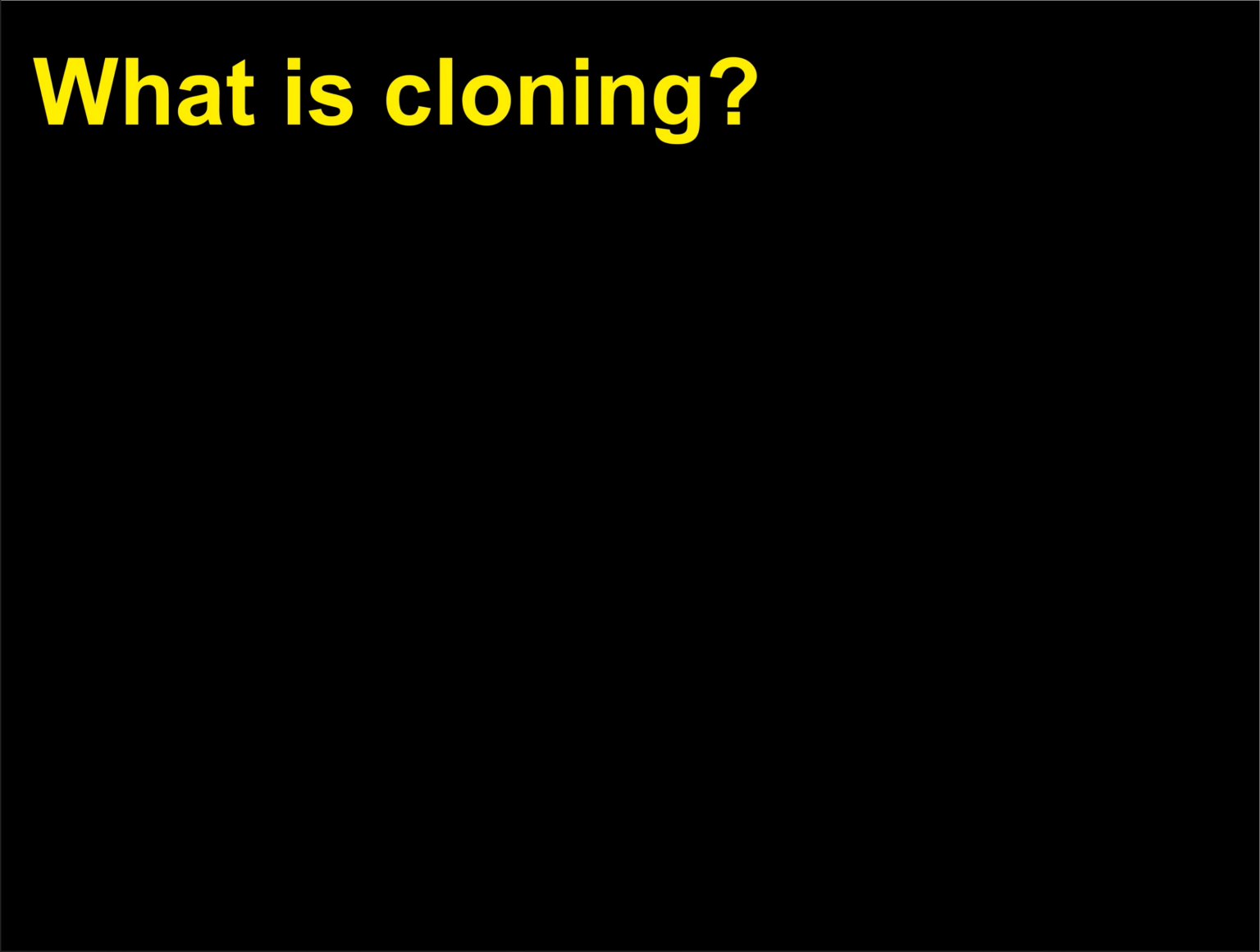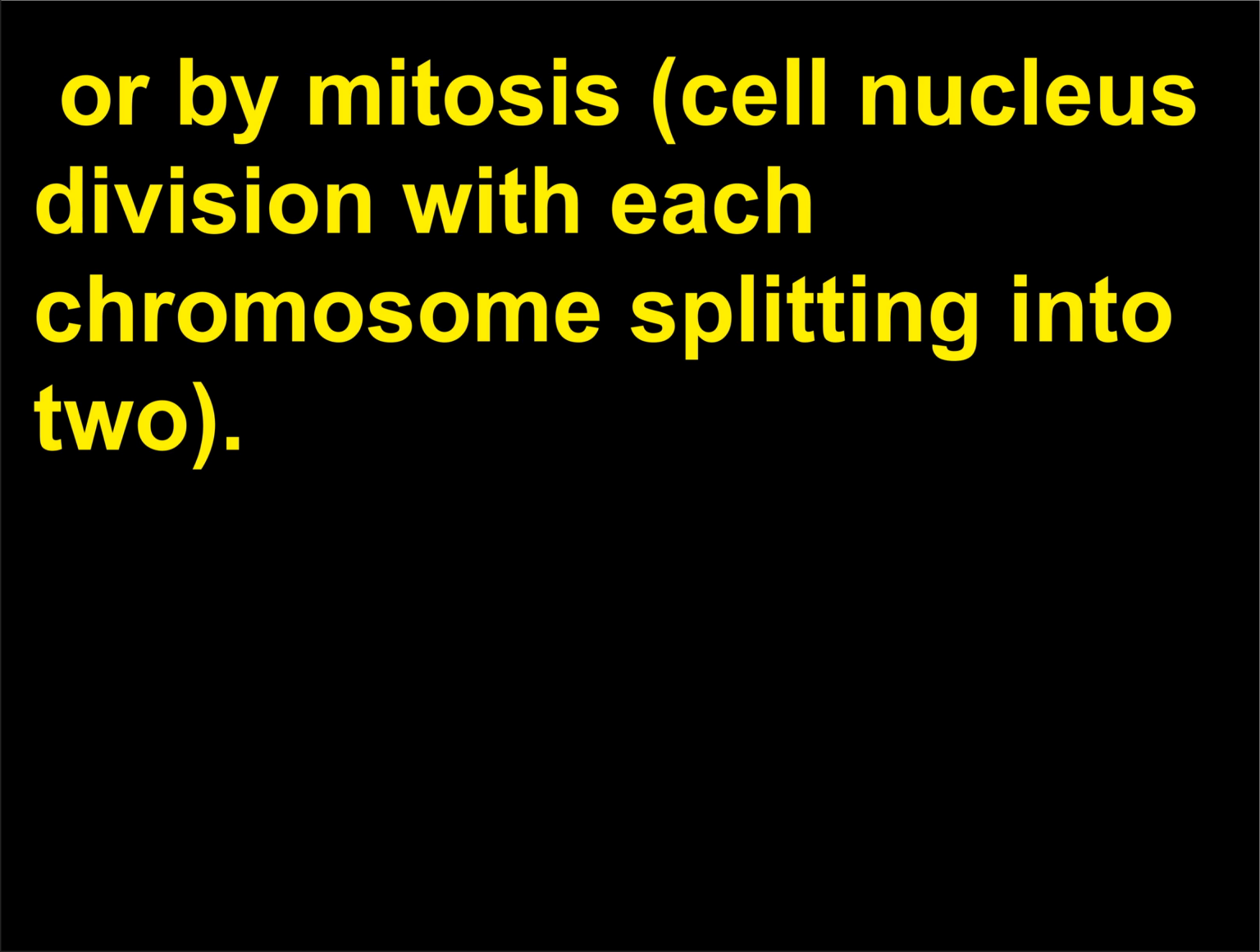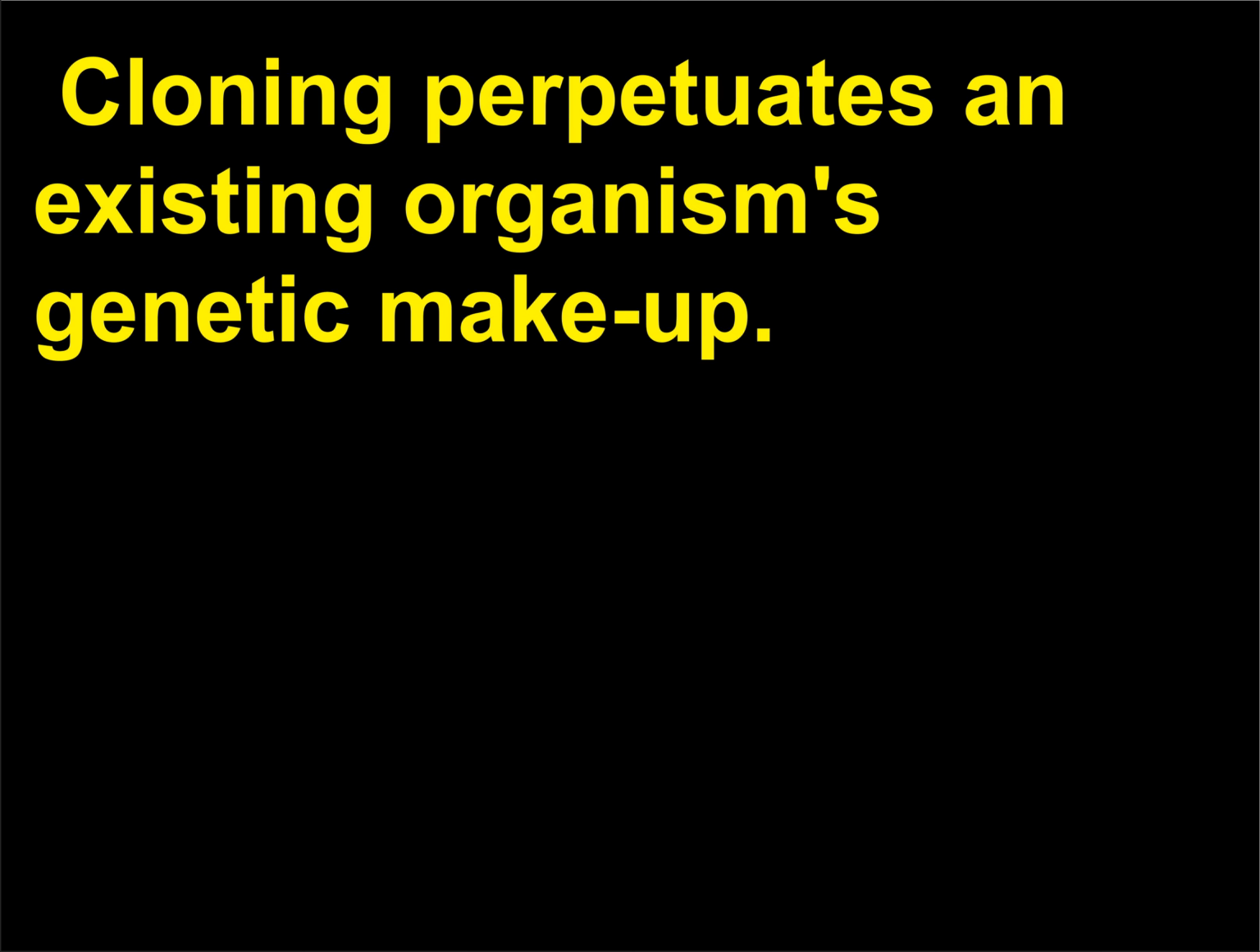What is cloning? A clone is a group of cells derived from the original cell by fission, one cell dividing into 2 cells, or by mitosis, cell nucleus division with each chromosome splitting into 2. Cloning perpetuates an existing organism's genetic makeup.